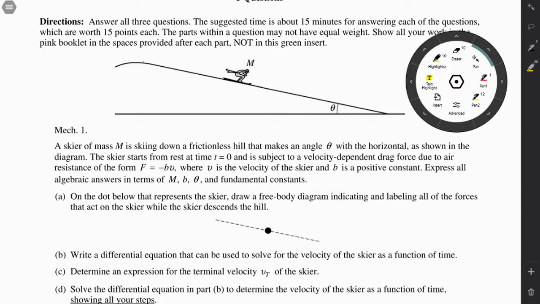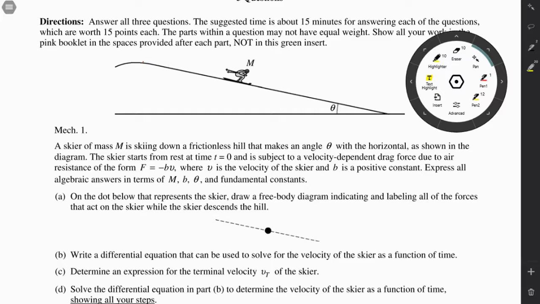All right, so here's the question from class we were talking about with the differential equation. This question was from 2008. We're doing a skier. Remember, we had a skier going down a frictionless hill, and they're asking for us to derive some equations. Part A is to actually do the free body diagram.